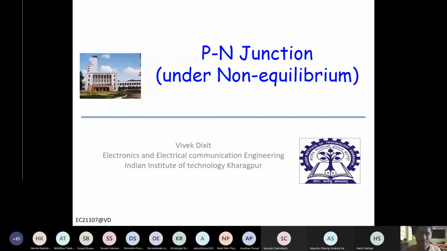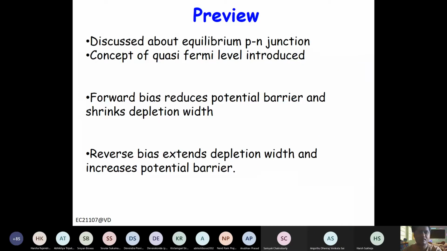So let's look at the preview. We have discussed the equilibrium p-n junction concept. All of you know about the quasi-Fermi levels also. Then we also found out that forward bias reduces the potential barrier. It shrinks the depletion width, and reverse bias does the opposite for both of them.